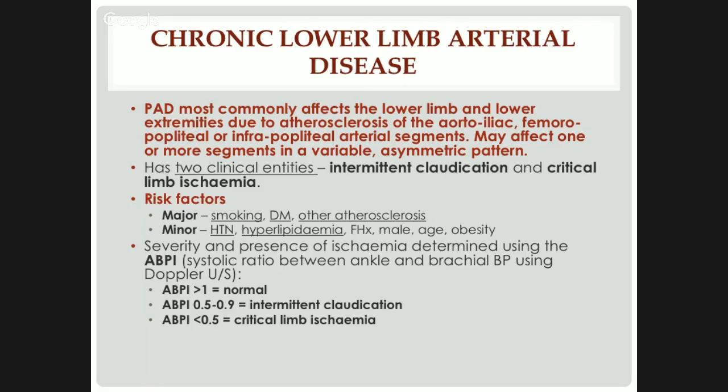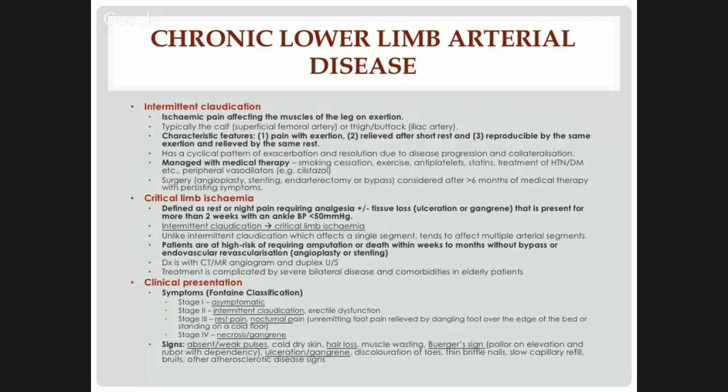So this is a spectrum. When we say ankle brachial pressure index, all we're saying is we measure the blood pressure at the brachial artery and over the ankle, and then we compare the ratio. That's all it is, a ratio between the two.